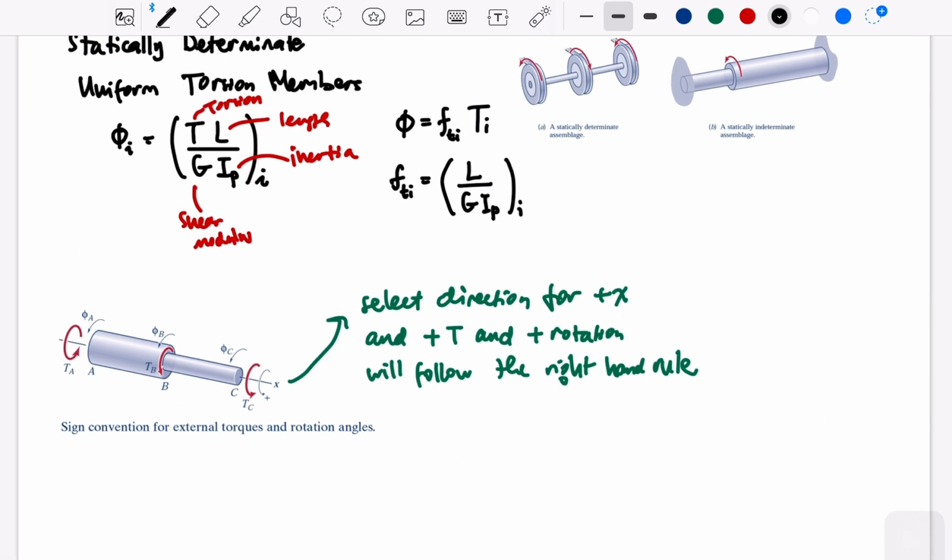Okay, let me give you an example. So let's say we have, let me draw.